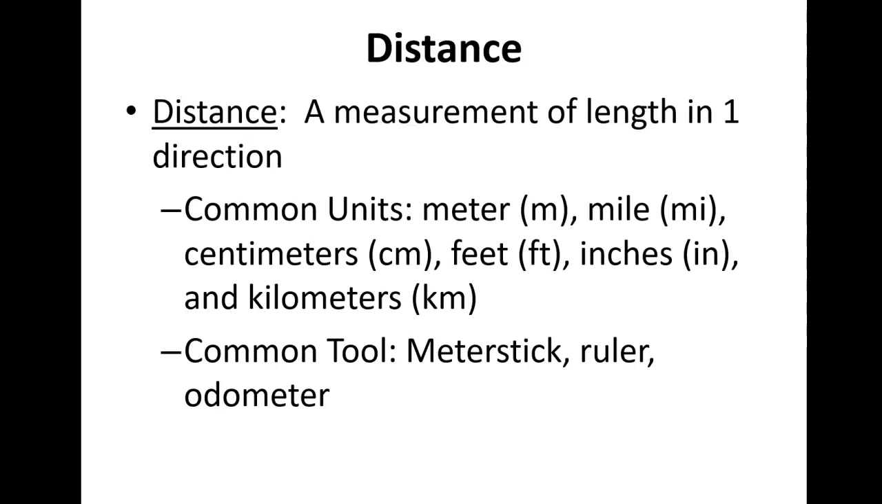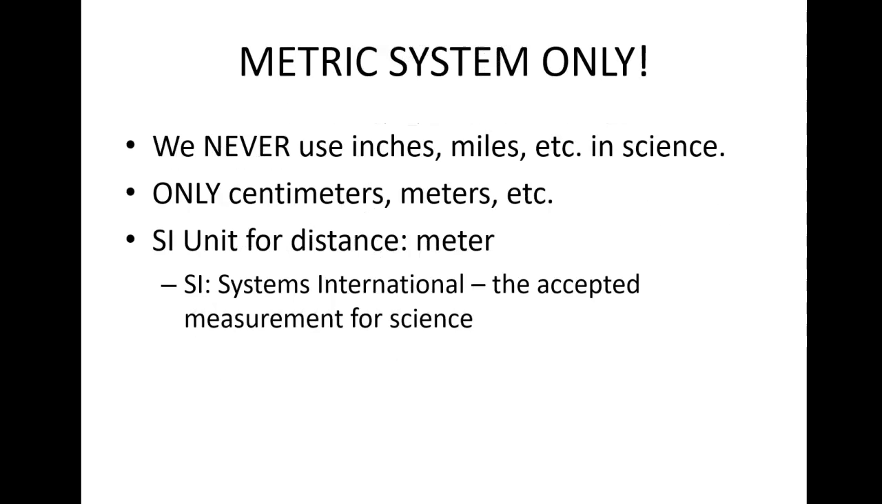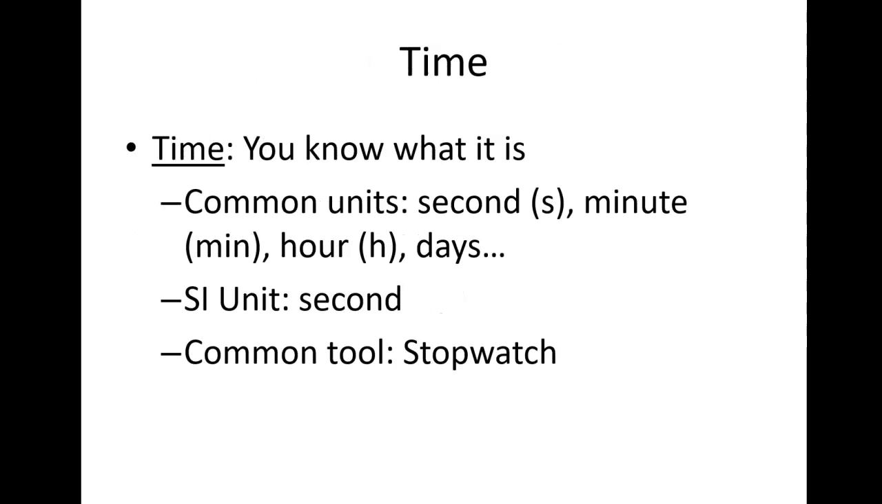We know what distance is. Distance is a measurement of length in which it measures a change in position of an object in one direction. The different types of units that we know are listed here, but the SI unit that you need to know is meter, lowercase m, and the tool that we use is the meter stick and ruler, but an odometer can also measure distance. The metric system is what we use, even though we measure distance in different ways, such as inches, miles, feet. But again, you need to know meters is the SI unit that we have to use.